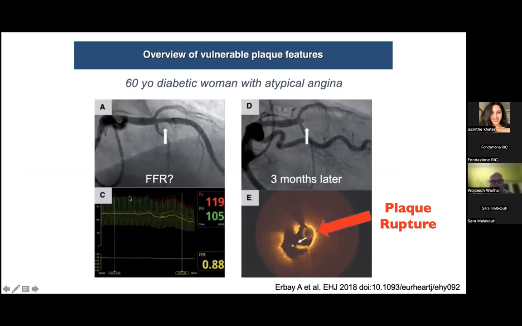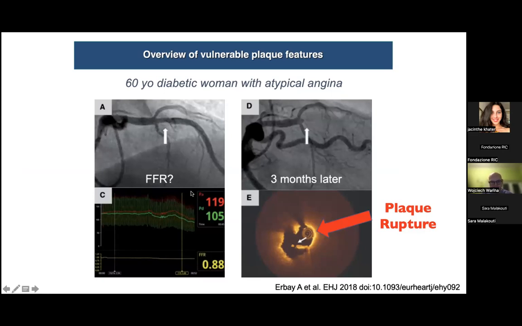Here you see a 60-year-old diabetic woman who was admitted to the hospital because of atypical angina. And immediately the patient underwent an invasive strategy. The patient had an angiogram, which showed only 30% stenosis in the middle of the LAD, as you see over here. The FFR was performed, which showed that there was no significant stenosis. FFR was more than 0.8.